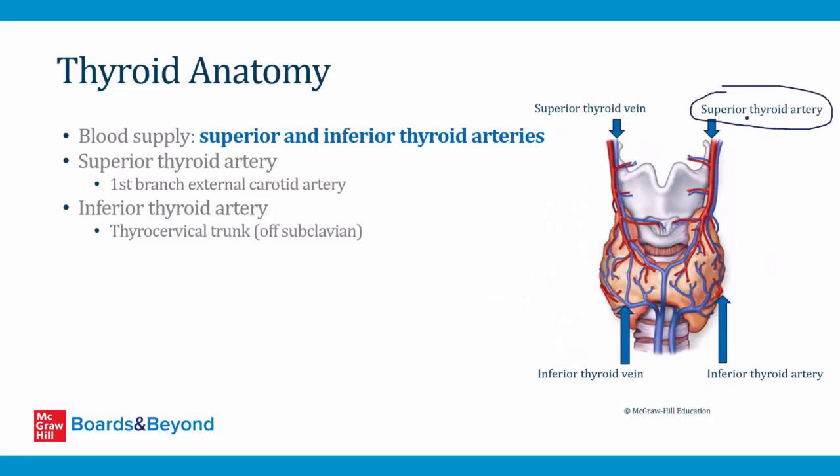This is easy to remember because it has the word thyroid in its name. And then the blood supply to the lower portion of the gland is via the inferior thyroid artery, also easy to remember. Now, the superior thyroid artery shown here is the first branch of the external carotid artery in the neck, and the inferior thyroid artery shown here is a branch of the thyrocervical trunk, which comes off the subclavian artery. Thyrocervical trunk has the word thyroid in its name, so that makes it easier to remember that it gives off the inferior thyroid artery.